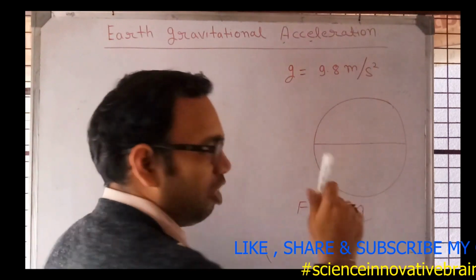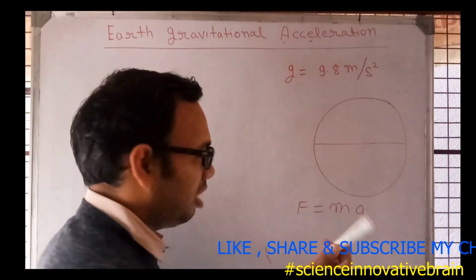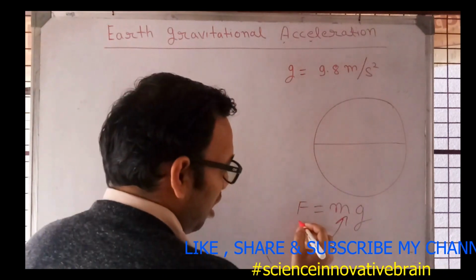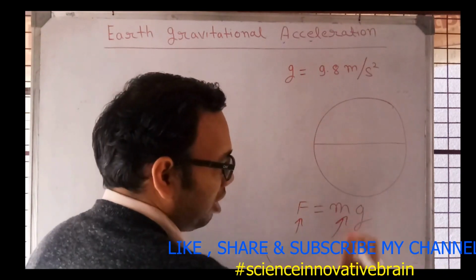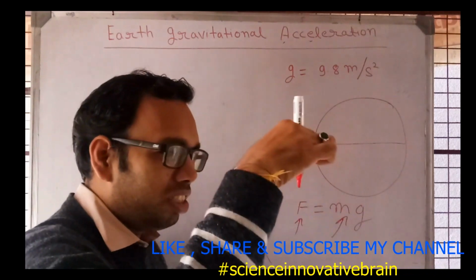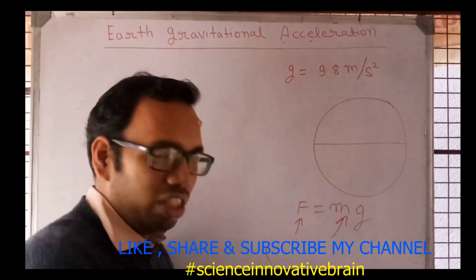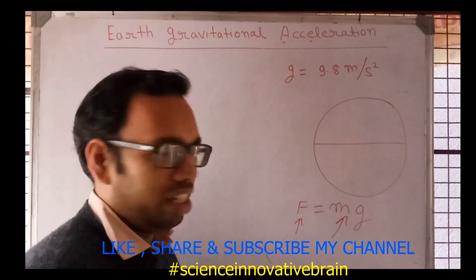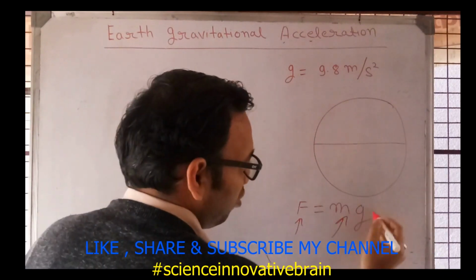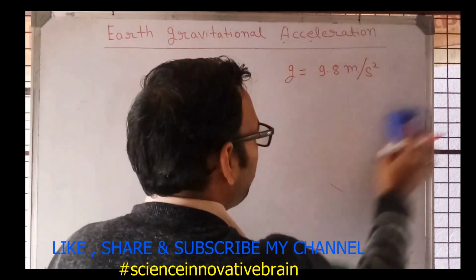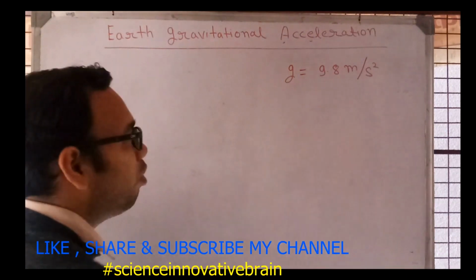The mass of this marker is defined by m, and the force of attraction is the Earth's force. And g is how fast it is going, at which acceleration it is falling to the Earth. So that is the value of g we are finding out. So how will we find it out?